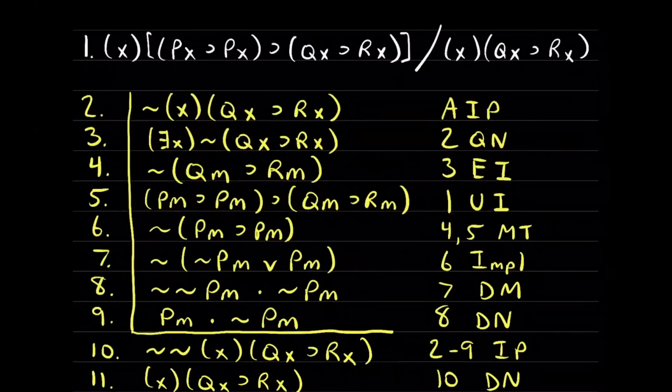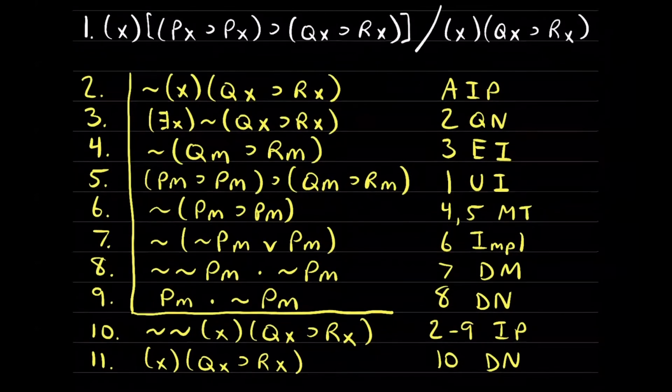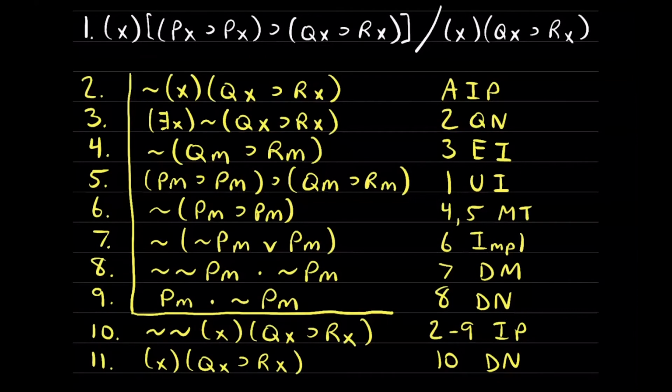Okay. Let's look at a slightly more complicated example. Okay, so we're given one premise. The premise is pretty complicated. It says for all x, if you have PX implies PX, then you can get QX implies RX. And the conclusion we're trying to prove is a universal statement. All Q's are R's. In other words, for all x, if that x is a Q, then that x is an R.